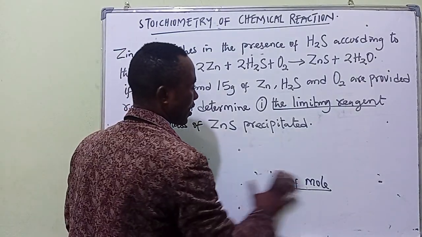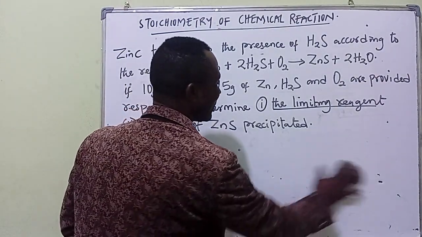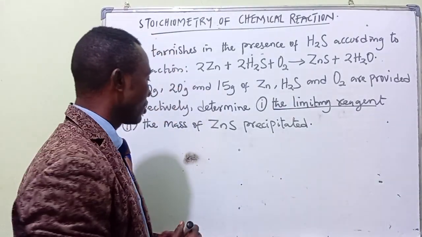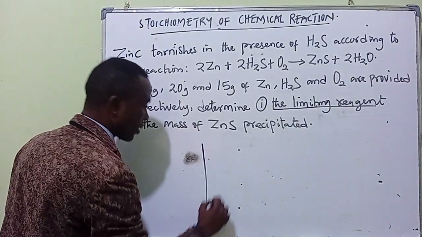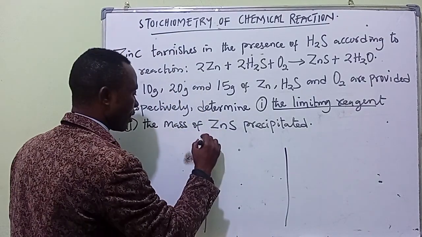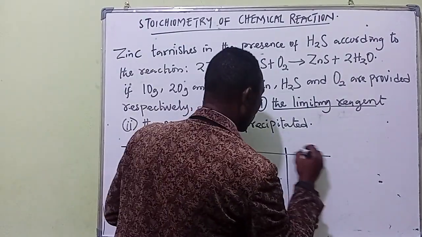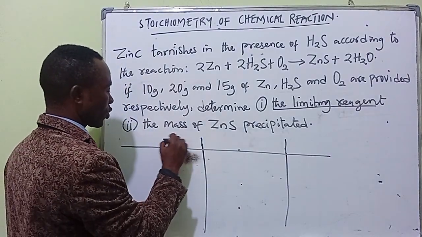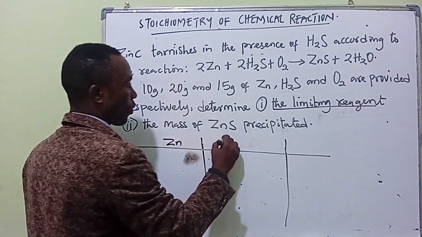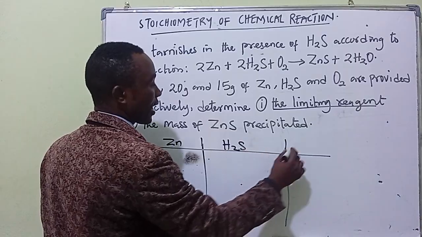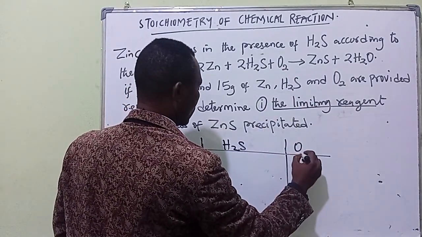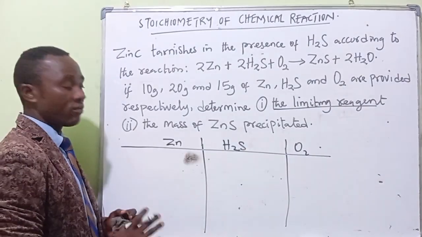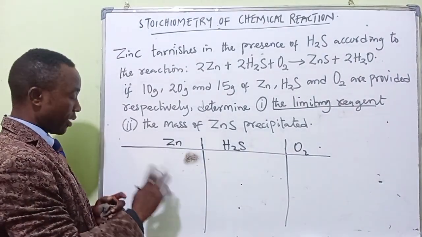Now, the question is, how do we calculate the ratio of mole that determines the limiting reagent? Follow me with this method. Now, we have 3 reagents. When we say 3 reagents, we mean 3 reactants. The first one is zinc, the second one is hydrogen sulfide, and the third is oxygen. Now, if we want to get the ratio of mole, we take this method.